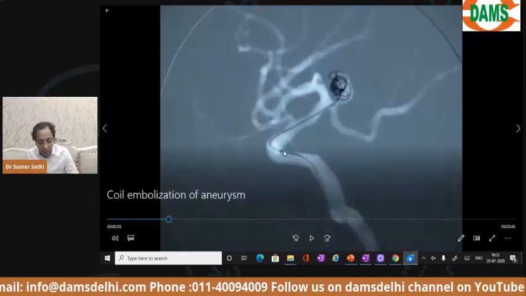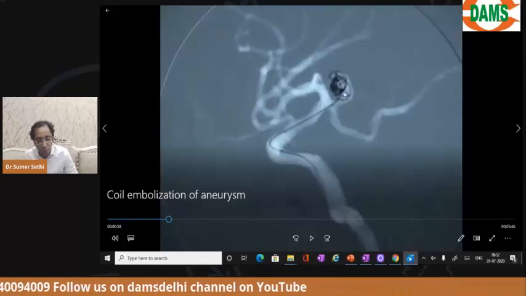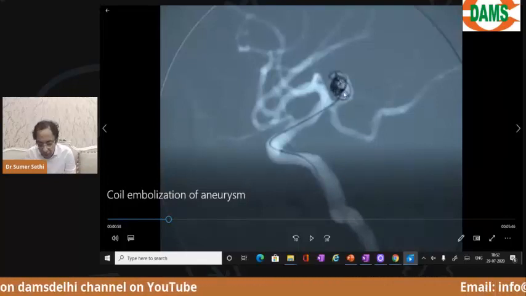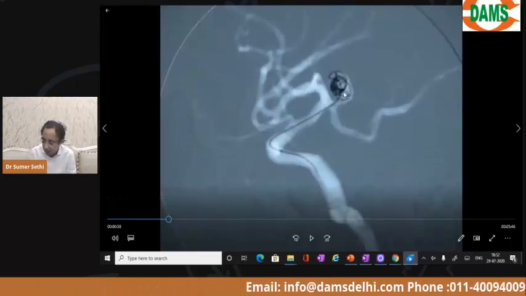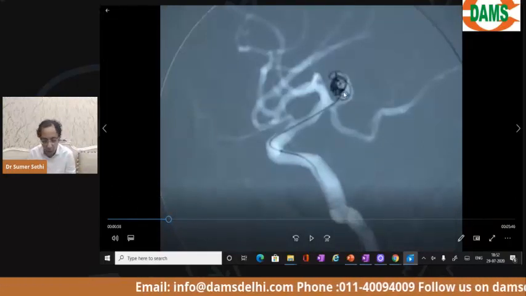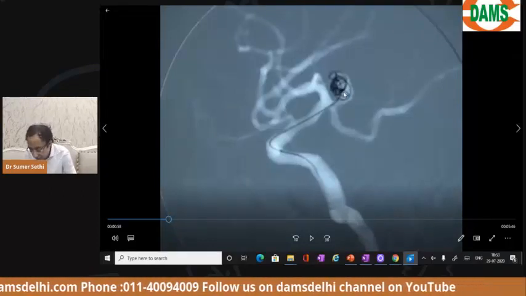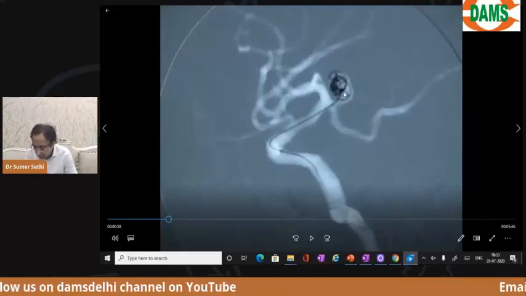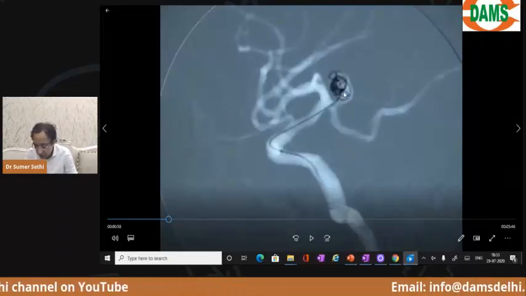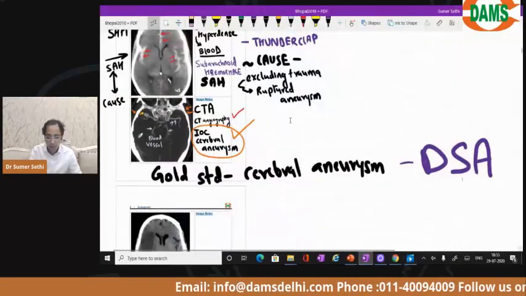आपने एक तार ली और उस तार को एनोरिज्म के अंदर भर दिया to obliterate the lumen. So this is called as endovascular coiling or coil embolization of the aneurysm. So this is how it looks like. Okay, everybody understands? I'm repeating. DSA का full form is Arpit beta, digital subtraction angiography. Okay, digital subtraction angiogram. Okay, now once you are clear with this, I am coming back to my slides.